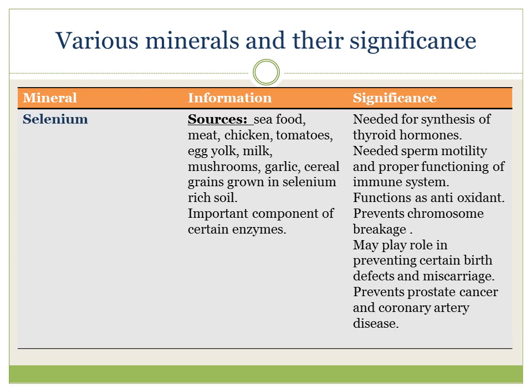And the next and final mineral is selenium. Coming to the sources of selenium, selenium is mainly found in seafood, meat, chicken, tomatoes, egg yolk, milk, mushrooms, garlic, cereal, and grains grown in selenium-rich soil. It is an important component of certain enzymes.